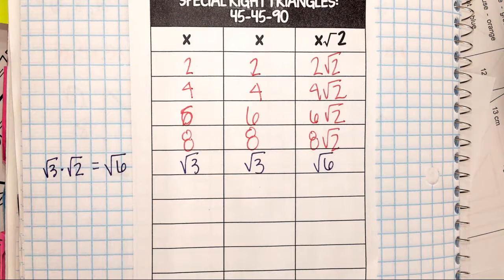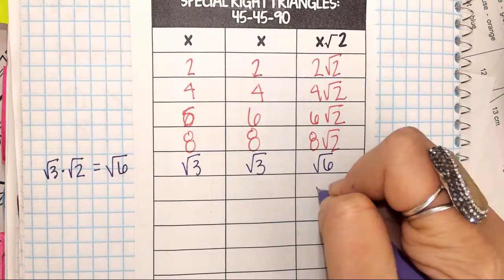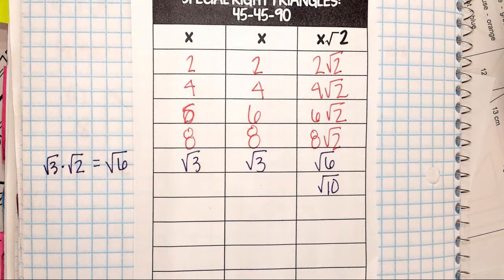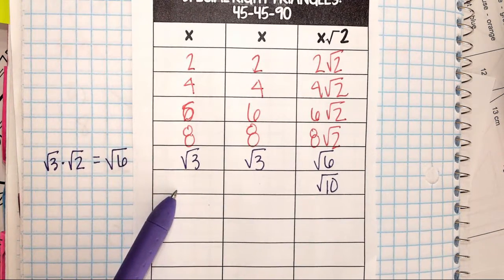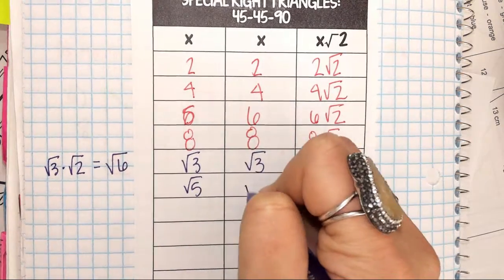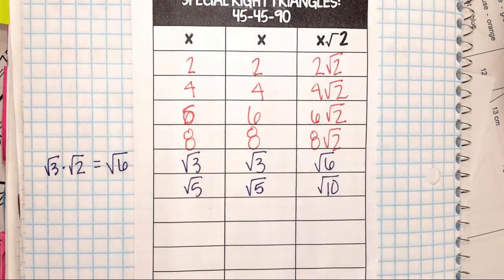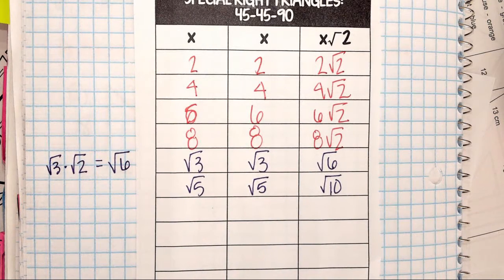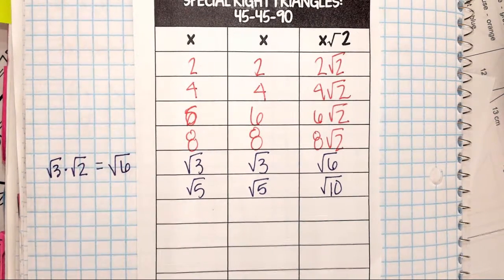Magic. All right, so what if it was root 10? It'd be 5 and 2. So I would write the square root of 5. So root 5, root 2. The sides are the same. Oh, 10 divided by 2. Yes, so root 10 divided by root 2 is root 5.